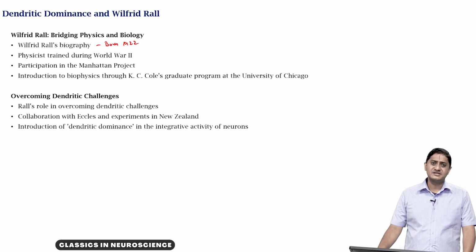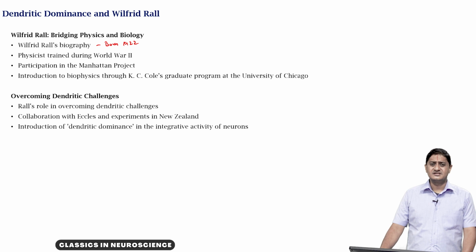During his experiments, Wilfrid Rall observed that the potential would spread almost instantaneously or very fast in the cell body and in the axon, but spread rather slowly and in a decaying manner in the dendritic tree. This got him thinking about how or why this would happen.